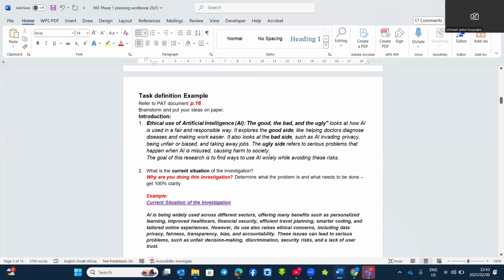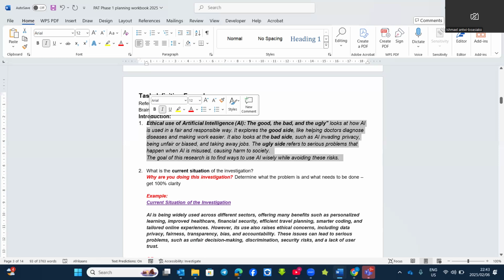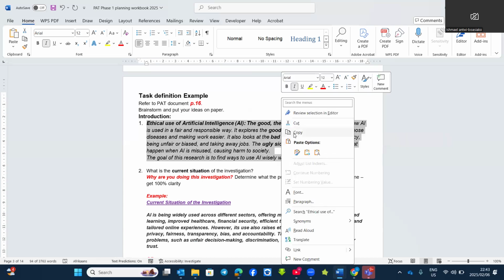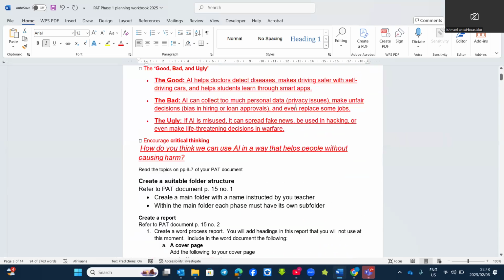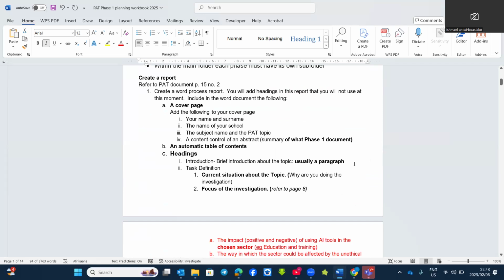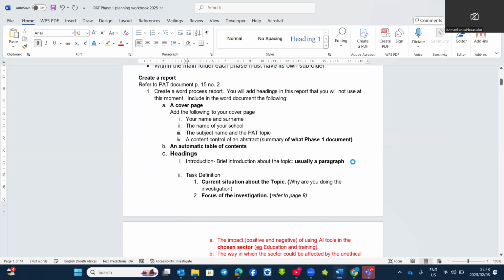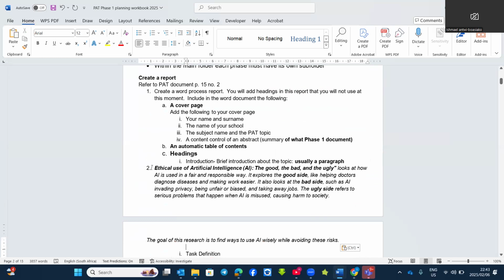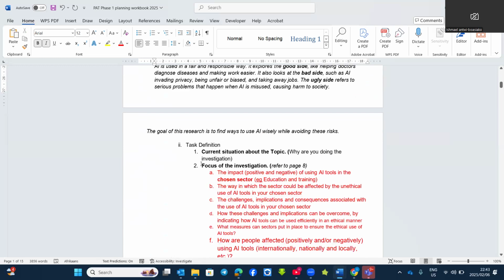So in all, we'll be looking at how to make use of AI wisely in such a way that we avoid these risks. So this can be a very simple introduction of our PET that you have to take note of. Very simple one, whereby you talk about the things that you are going to discuss regarding your PET. So that can be a short paragraph of your introduction. And then from there, you go to task definition.